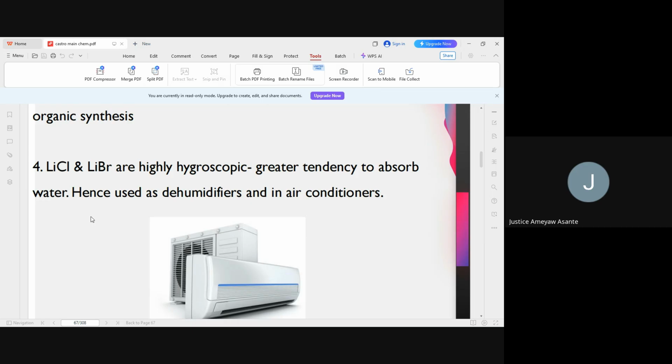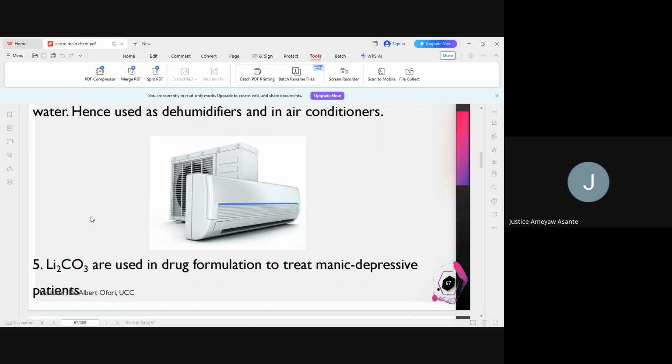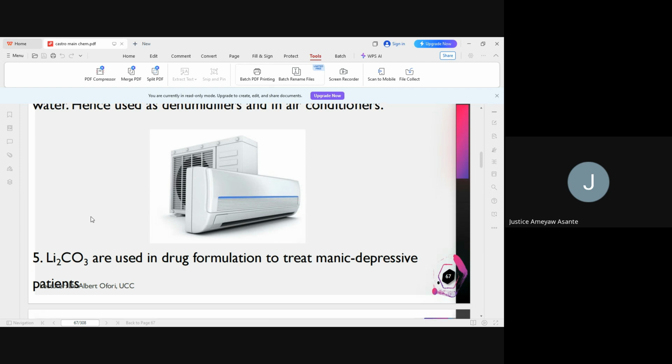So if you want to dehumidify, compounds like in the air conditioner, it is put there and it will remove moisture. So hence it is used as a dehumidifier and in air conditioners. So we have the air conditioner there. What is put in there to absorb the water in the air conditioner is lithium chloride or lithium bromide.